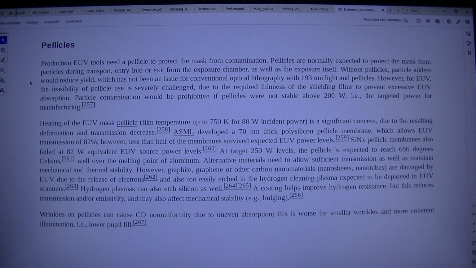257. Heating of the EUV mask pellicle. Film temperature up to 750 K for 80 W incident power is a significant concern, due to the resulting deformation and transmission decrease.